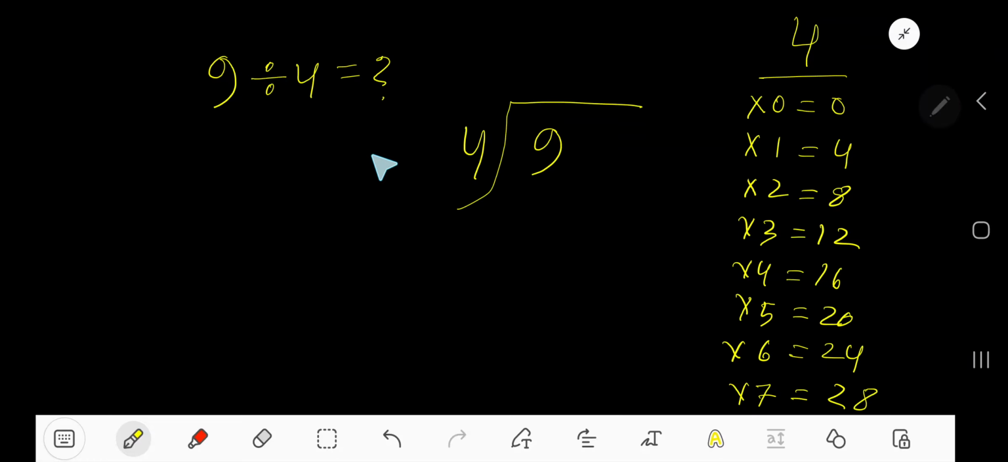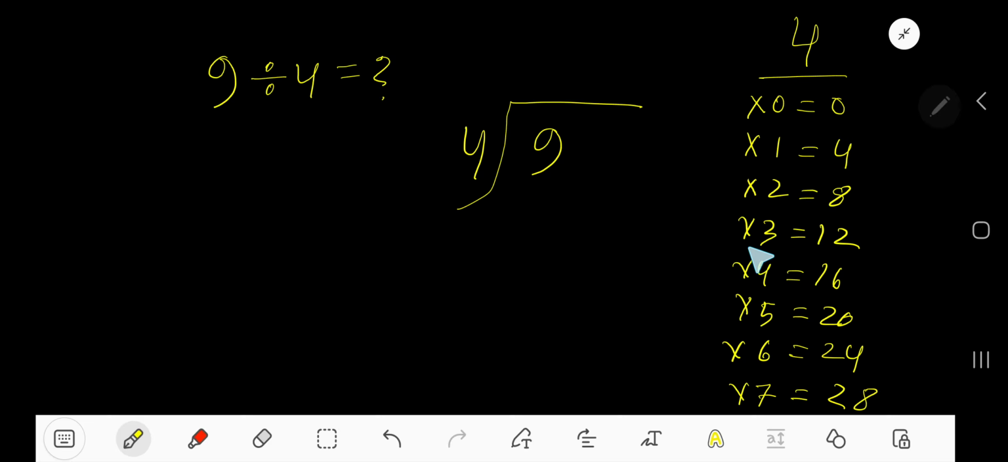9 divided by 4. Here 4 is a divisor, so we need the multiplication table of 4. 4 times 0 is 0, 4 times 1 is 4, 4 times 2 is 8, 4 times 3 is 12, 4 times 4 is 16. To find the multiplication table of 4, just add 4 to the previous step. 0 plus 4 is 4, 4 plus 4 is 8, 8 plus 4 is 12, 12 plus 4 is 16.